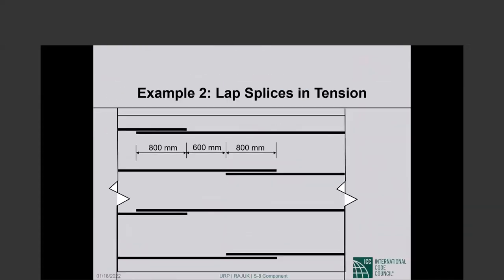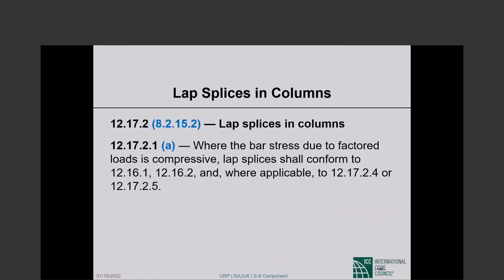So this is what the splices would look like. 4 bars at the bottom of the beam. This is our lap splice, and then the next lap splice is staggered 600 millimeters, and then another one, and then another one. So this is a pretty nice, simple example that I think will help you. Beam splices. Now column splices.